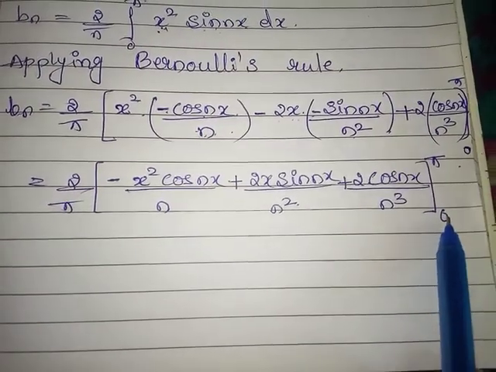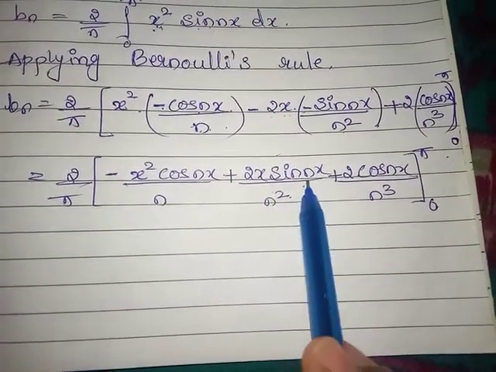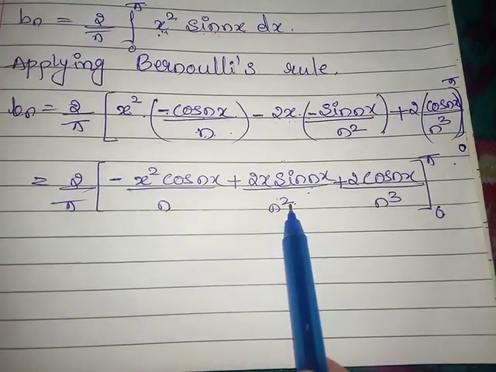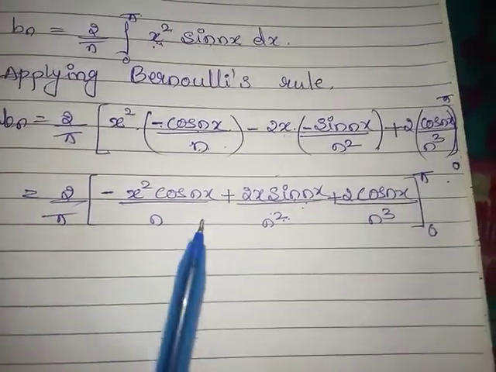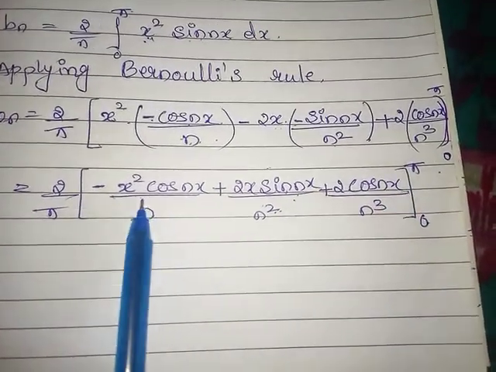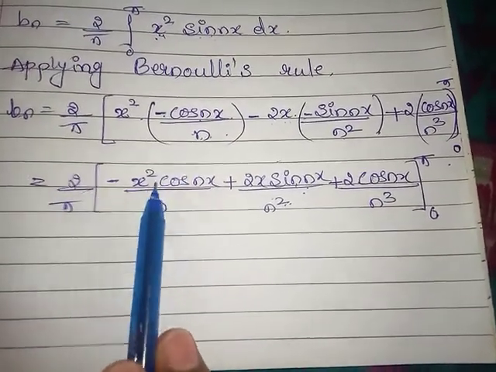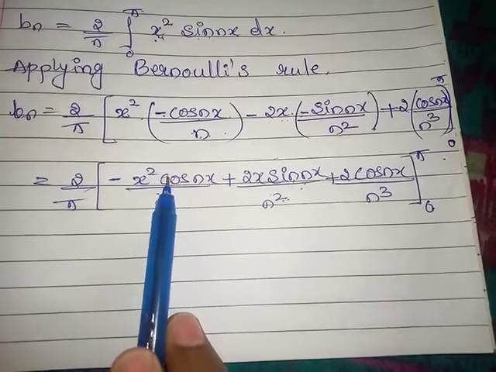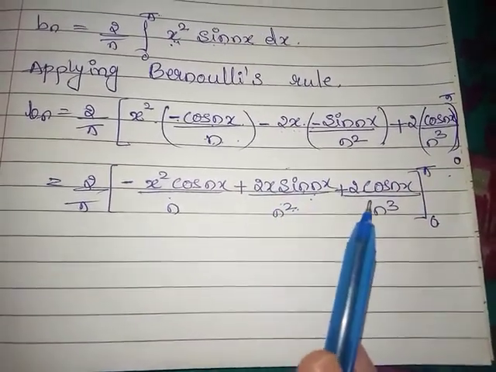We know that when we apply the upper limit and lower limit for the middle term, that is the term containing sine, it will be 0, because sine 0 is 0. Here I am only applying the upper and lower limits for the first and last terms. First I will apply the upper and lower limit for the first term, and after that for the last one. This is 0.